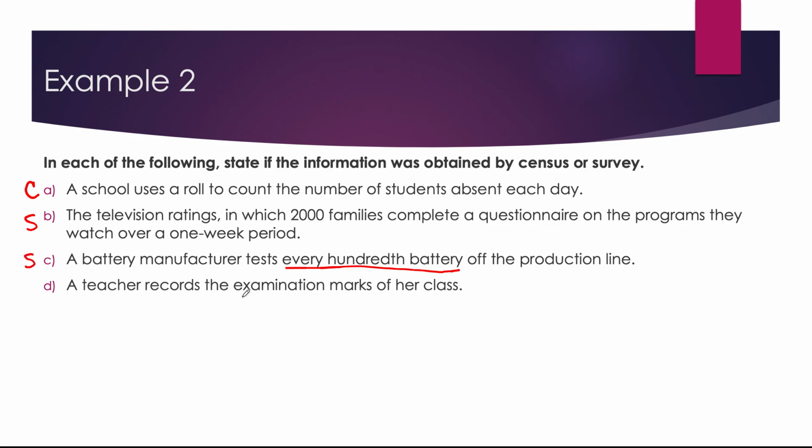A teacher records examination marks of her class. So her class, that's me. When I do that, I'm taking a census because you are my whole population, my targeted population, okay?